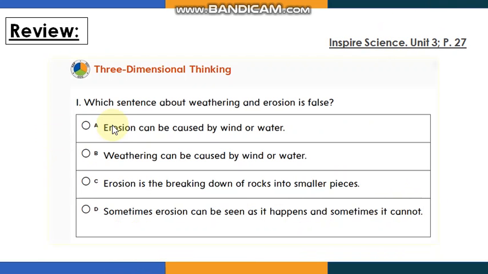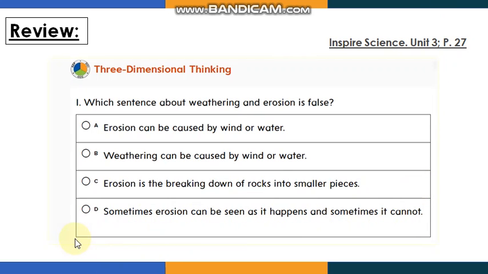Excellent. So everyone, which sentence about weathering and erosion is false? Let's read. Erosion can be caused by wind or water. Is it correct? Yes. Well done. Weathering can be caused by wind or water. Correct. Erosion is the breaking down of rocks into smaller pieces. Wrong. It does not break it down into smaller pieces. It carries it from one place to another. Weathering breaks rocks down into smaller pieces. Okay, so do you think this is the false one? Yeah. Okay, let's read the last one. Sometimes erosion can be seen as it happens and sometimes it can't.